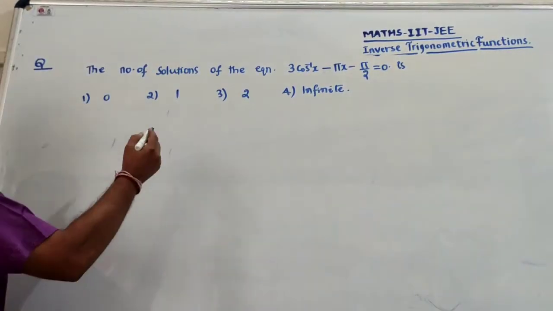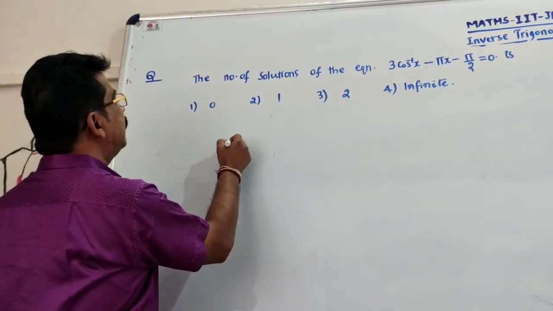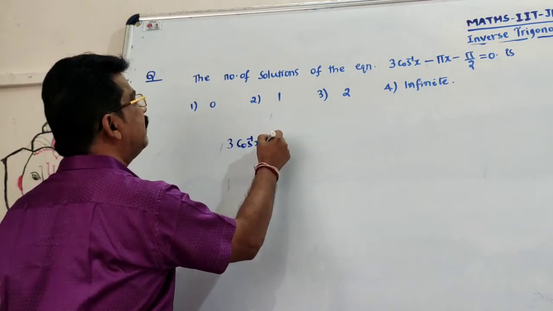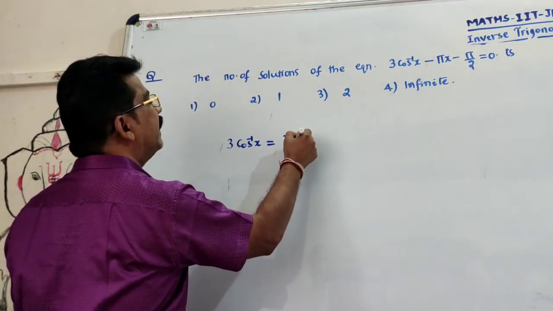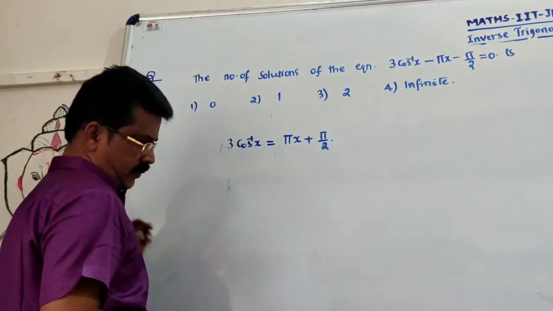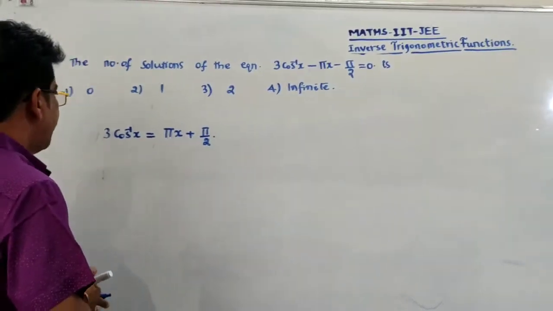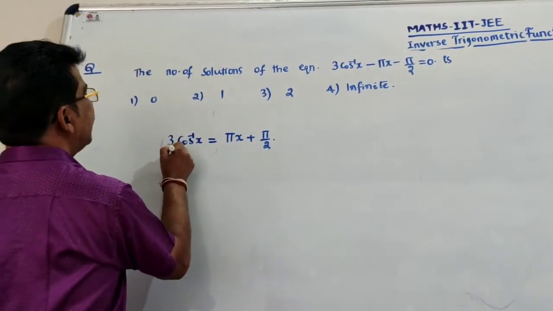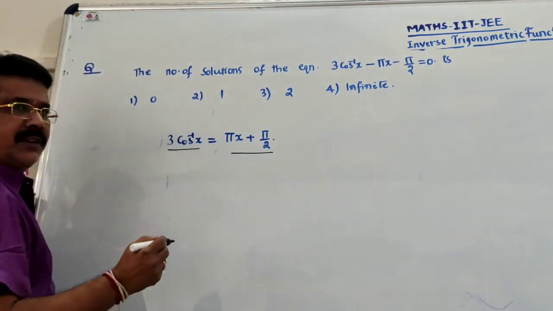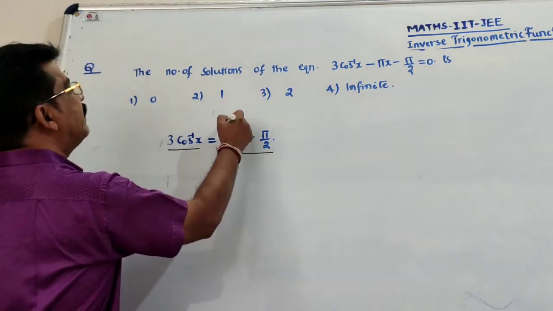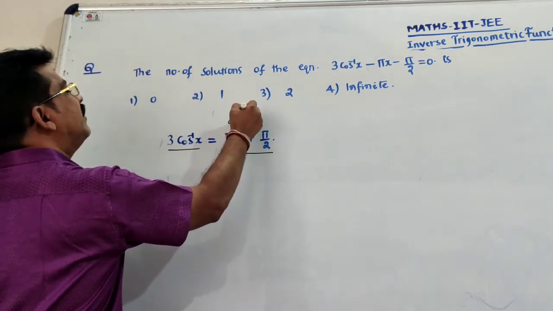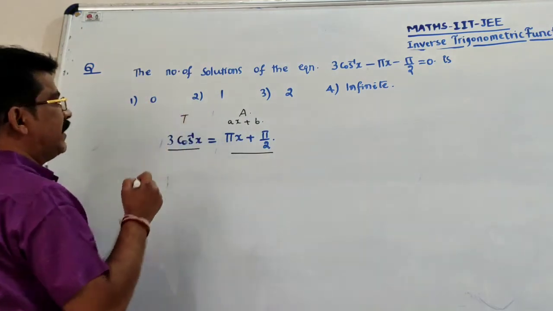The number of solutions of the equation 3 cos inverse x minus pi by 2 equal to 0. So it can be written as 3 into cos inverse x equals pi x plus pi by 2. We see that on the LHS part it is a trigonometric function. In the RHS part it is an algebraic function, in the form of ax plus b.